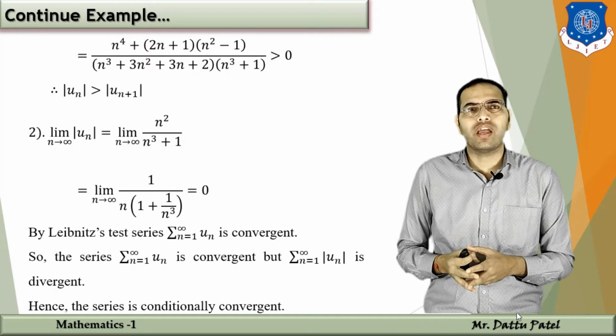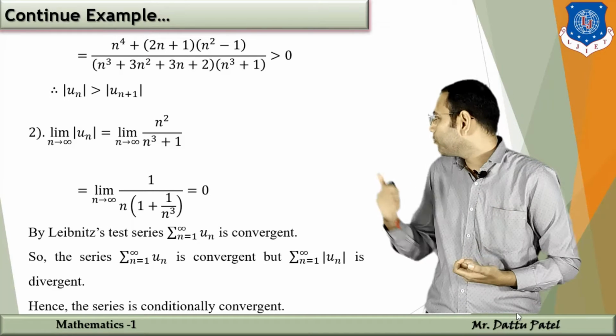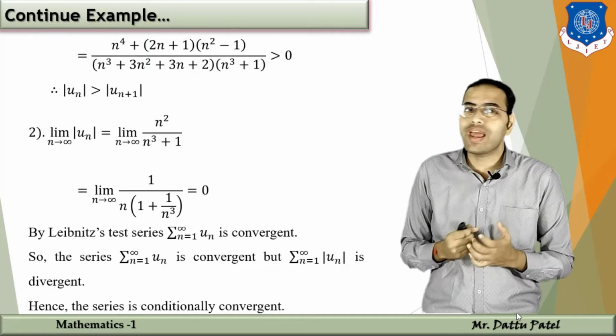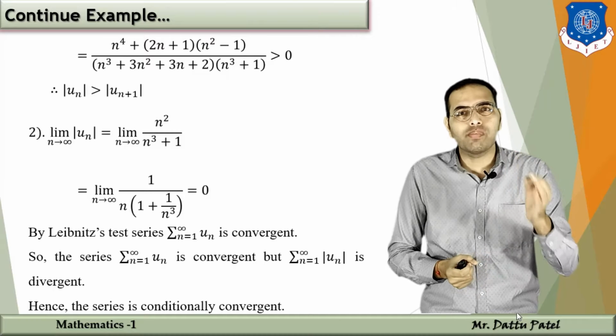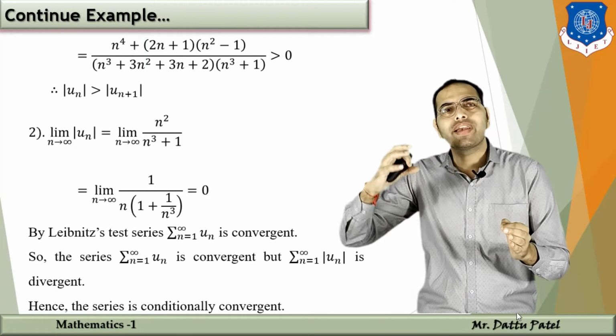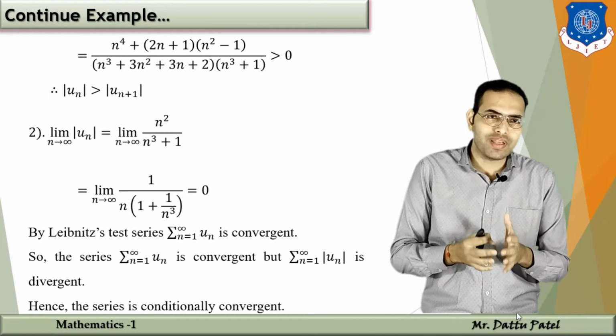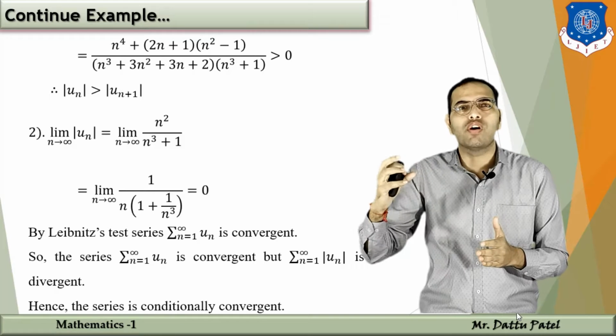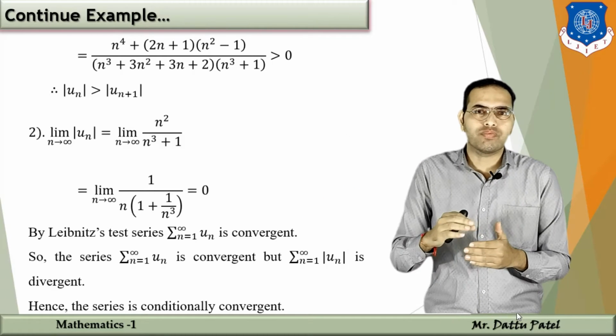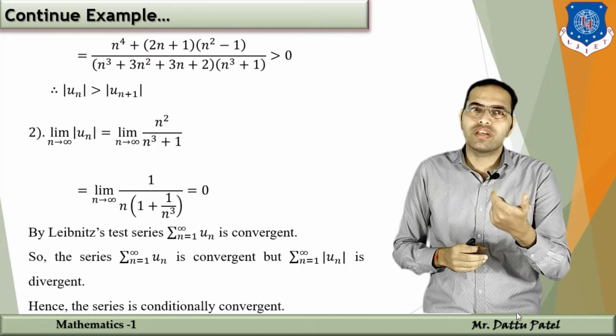That means we can say that mode of u of n is greater than mode of u of n plus 1. That means each term is numerically less than its preceding term. That means our series is in decreasing form, which means the first condition is satisfied.